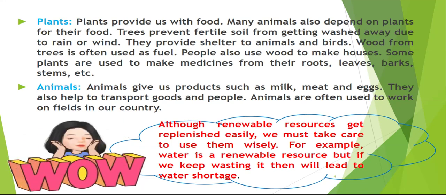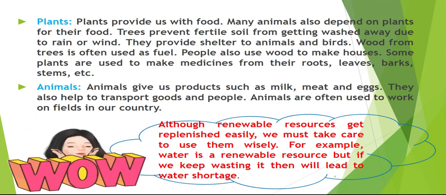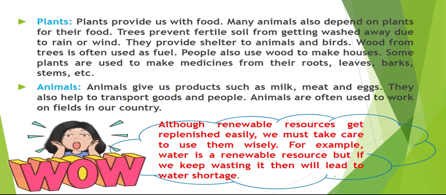Now let us come to animals. Animals give us products such as meat and eggs. They also help to transport goods and people. Animals are often used to work on fields in our country.